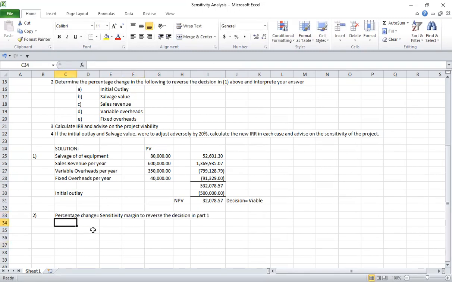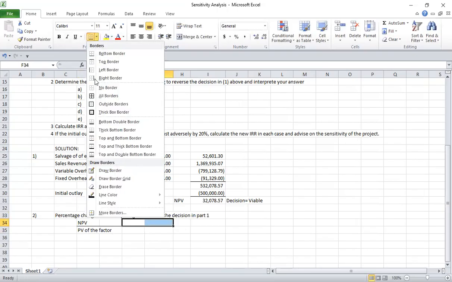The percentage change is normally determined using a formula. For the NPV, you divide the NPV by what? You divide the NPV by the present value of the factor. The present value of the factor.